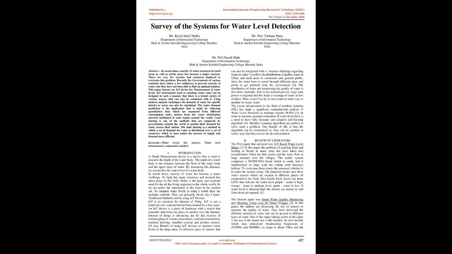IoT instruments used to calculate water levels can be designed in such a manner that a broad variety of sensors can also be combined with them. Using modern analytic techniques, the demand for water for a specific district or area can also be calculated. Water demand prediction is an application made by collecting quantitative data measured from different consumption units and meters in the water distribution network in each region around the world.